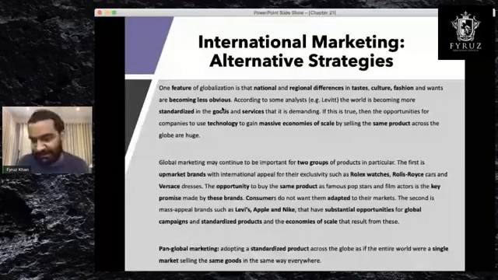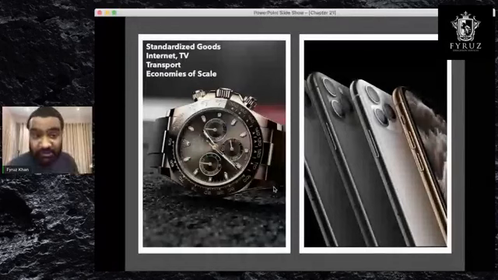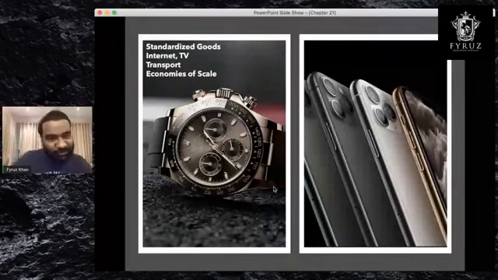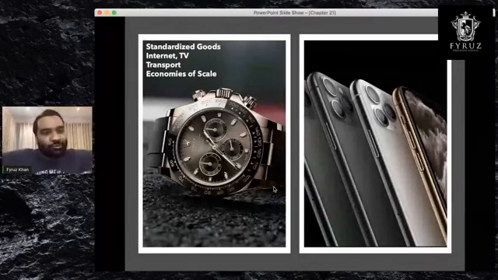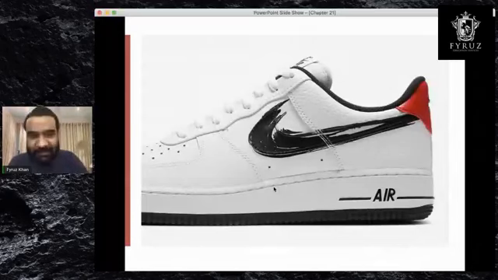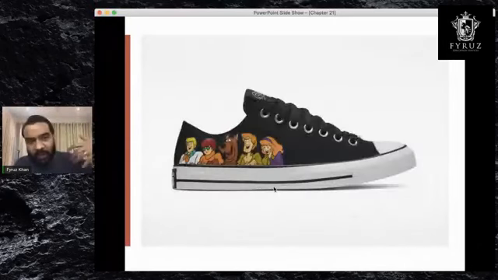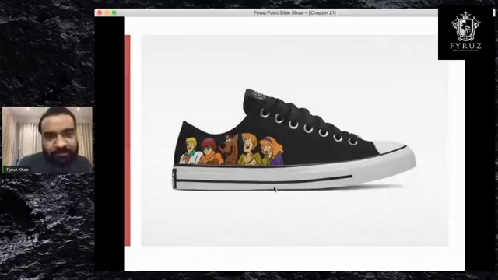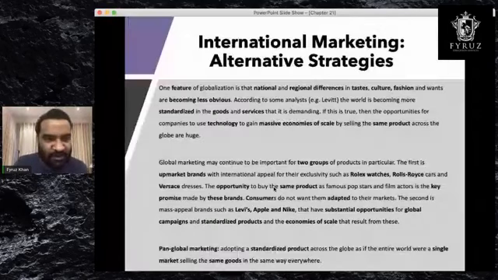So there you go. And it usually happens with luxurious products where they don't change it. And even the customer base don't want any change from luxurious products, because they want it to look the same way and they want people to recognize that. And it also happens with brands like Nike, like Zara, or like Converse. So that's pan global marketing strategy.